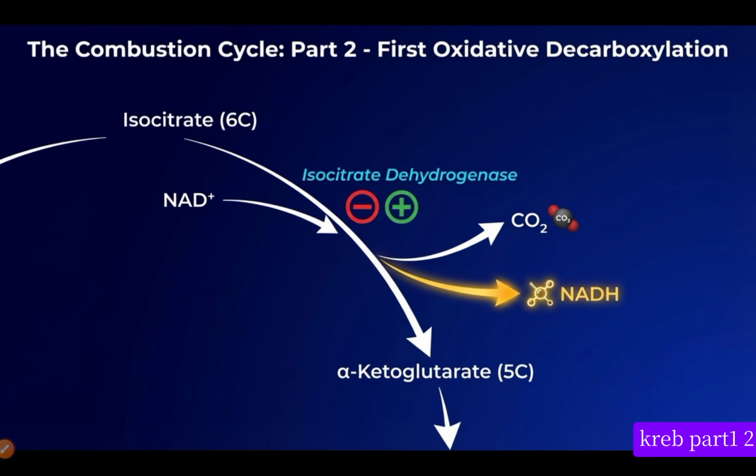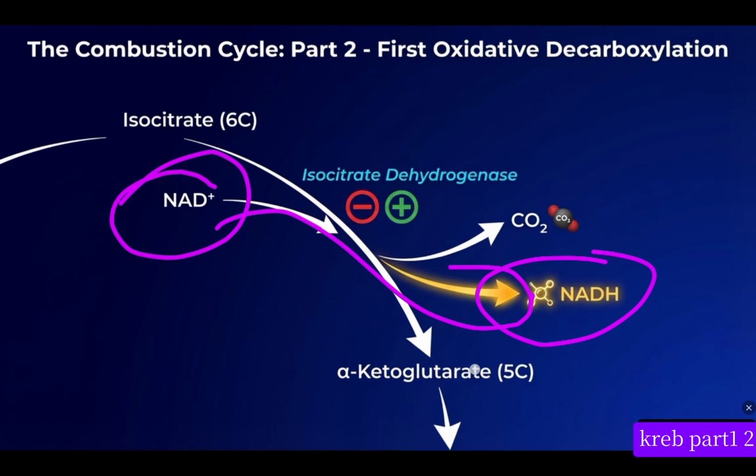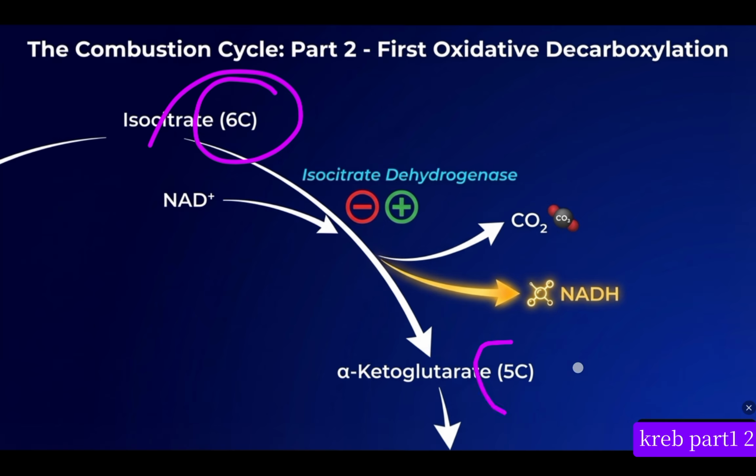From isocitrate, it is now converted to alpha-ketoglutarate by an enzyme known as what? Isocitrate dehydrogenase. Whenever you hear the word dehydrogenase, just know that we are converting NAD positive to NADH. So that is its implication. And isocitrate dehydrogenase converts isocitrate to what? Alpha-ketoglutarate, which is a 5-carbon molecule. So it has moved from 6 carbon atoms to 5 carbon atoms by decarboxylation.